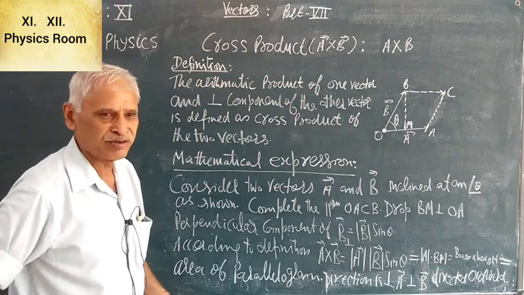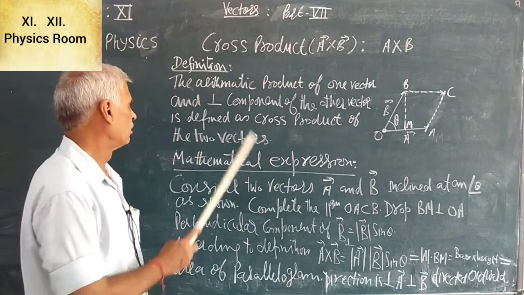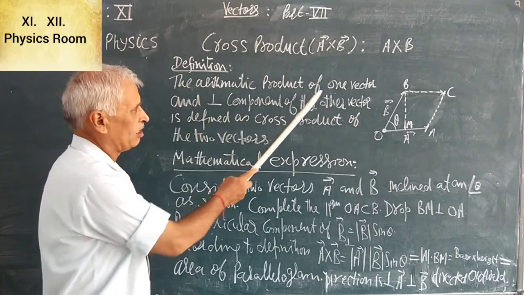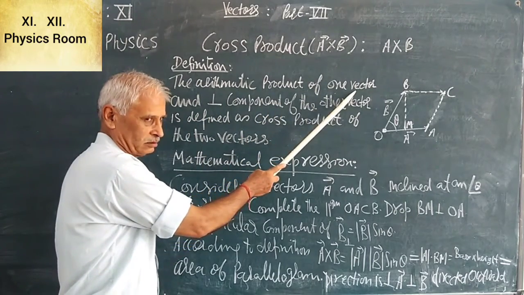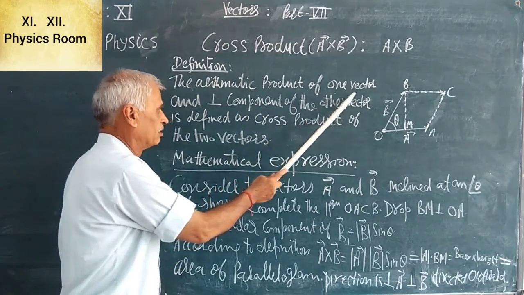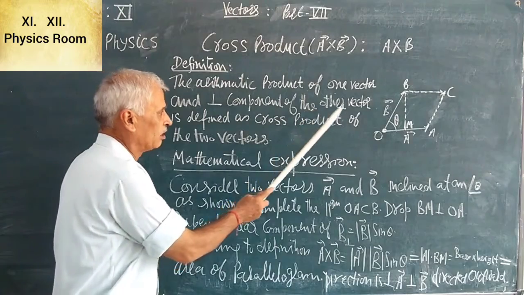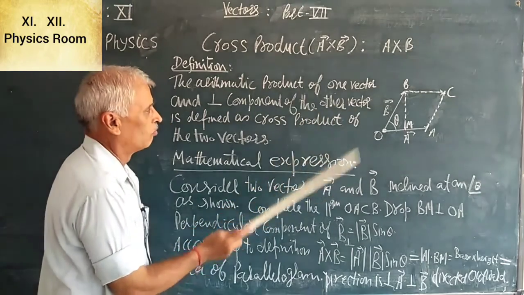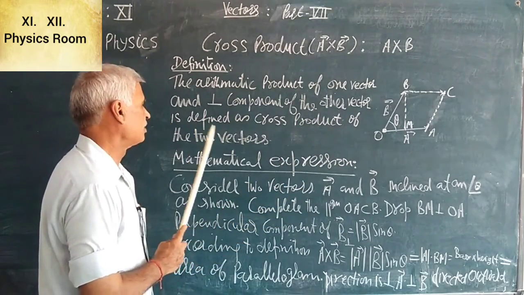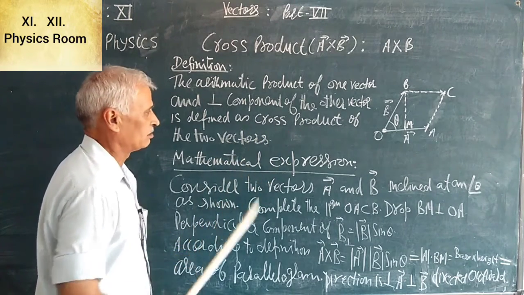Now, what is the definition of cross product? How do we define it? The arithmetic product of one vector and the perpendicular component of the other vector over the first is defined as the cross product of the two vectors.